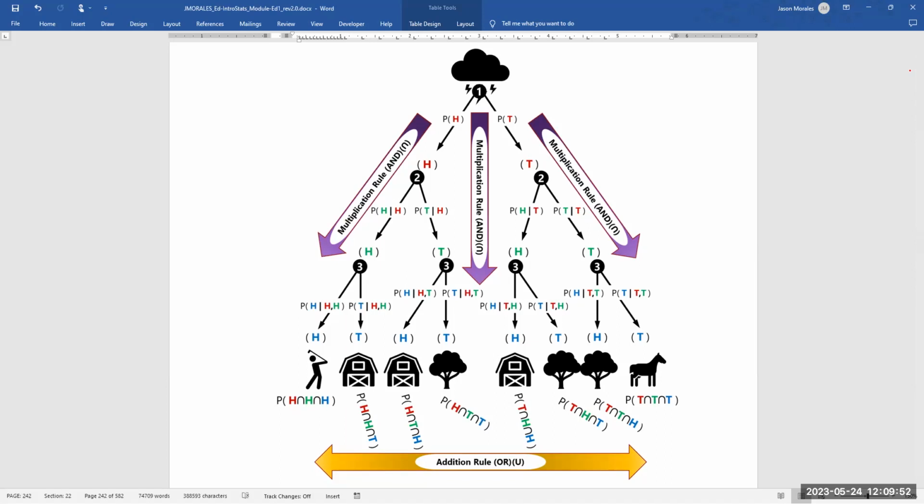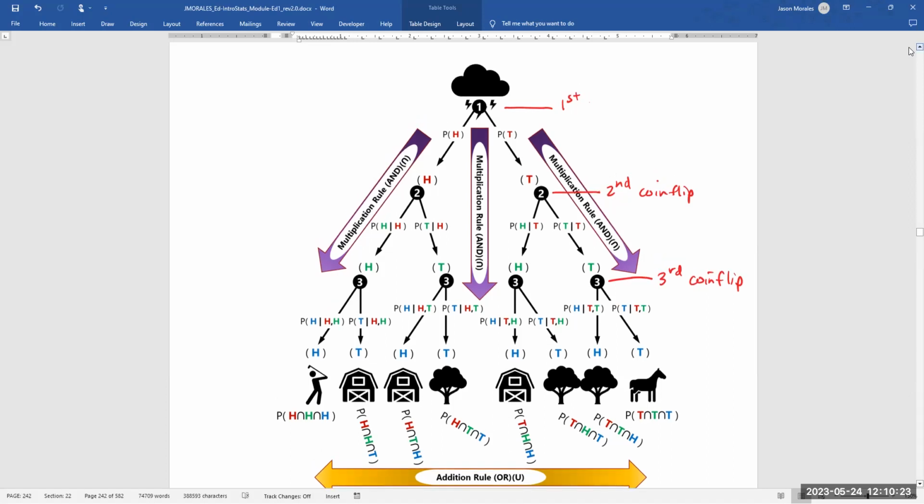So what we have here is very much like what we've had before. Here, this number 1 represents our first experiment, or our first coin flip. 2 represents our second coin flip, and 3 represents our third coin flip. And we're using a capital H to represent the event of a heads, and a capital T to represent the event of tails.